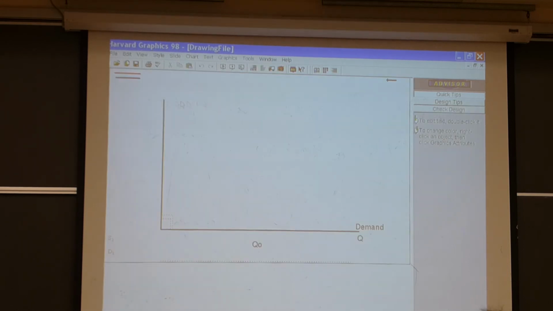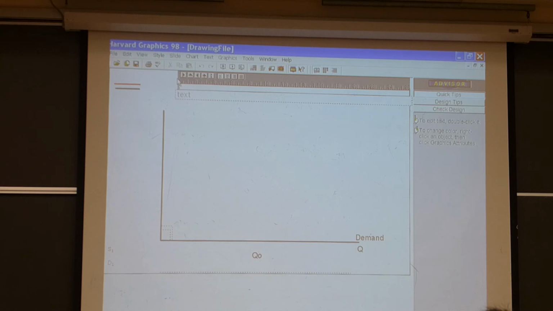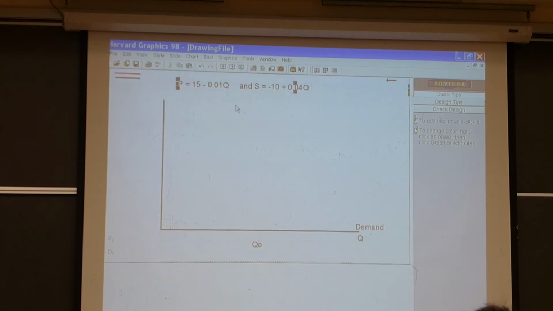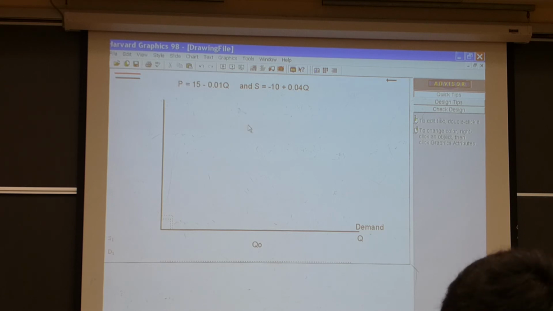Describing those, I've got demand: P equals 15 minus 0.01 Q. All right? And supply equals minus 10 plus 0.04 Q. Those functions would pretty well fit what I do here. Everybody? Okay, now, how do I know here?